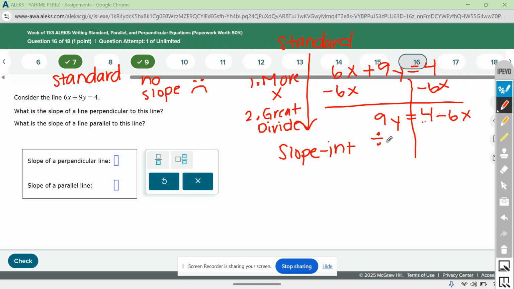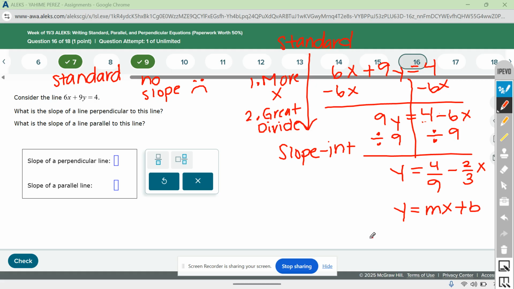So we're going to divide everything by 9 because our ultimate goal is to have y alone, which is when we have slope-intercept form. So we're just going to do 4 divided by 9 and negative 6 divided by 9. Negative 6 over 9 simplifies to negative 2 over 3. Okay, and our slope here, because it's y equals mx plus b, our slope m is mushed against the x. So our slope m is going to be negative 2 over 3.